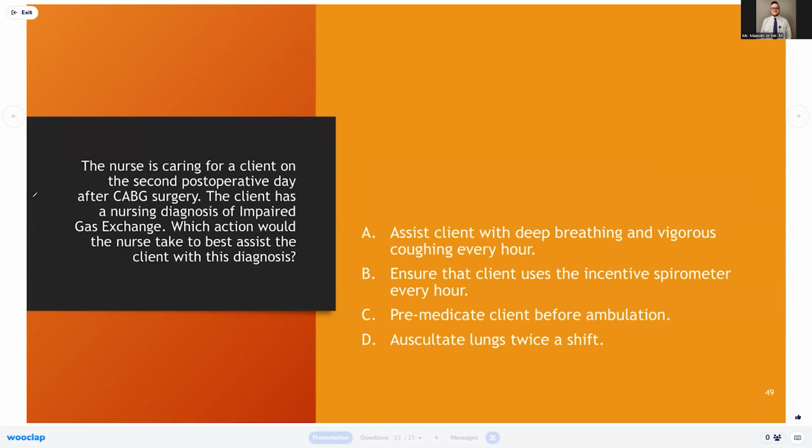So this one's a tough one. I would say the correct answer here is probably B. The simplest way is to make sure they're using an incentive spirometer. That will make them deep breathe and do some coughing. We don't want to focus on making them cough necessarily.